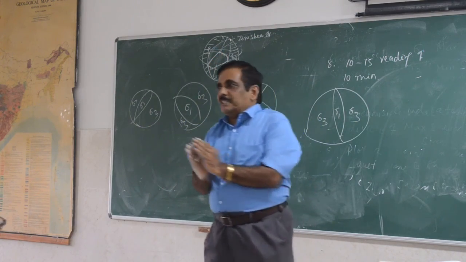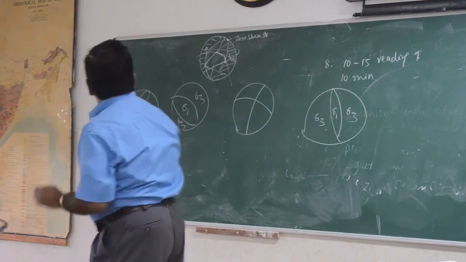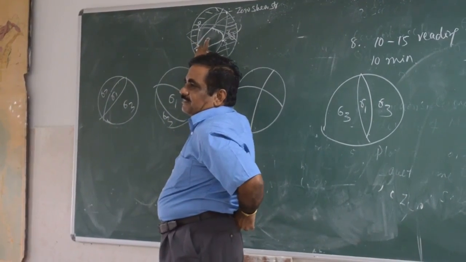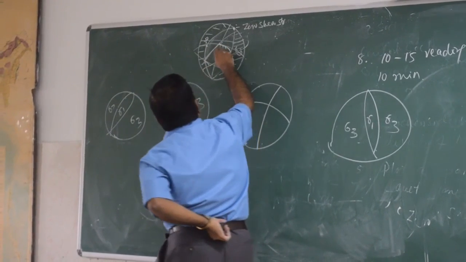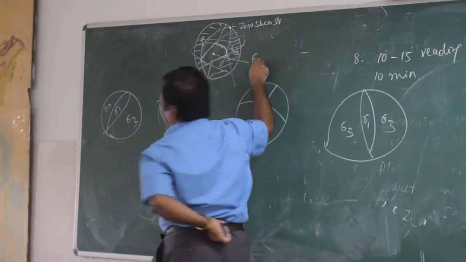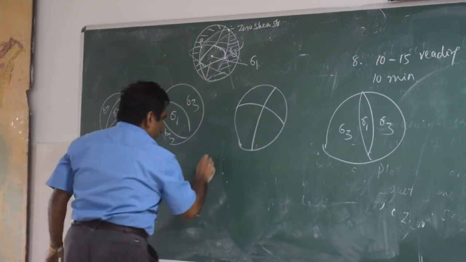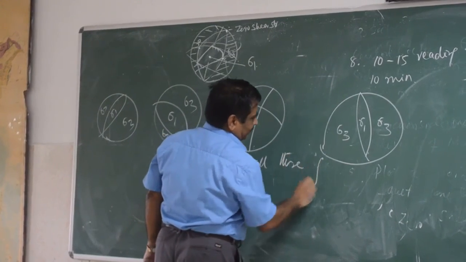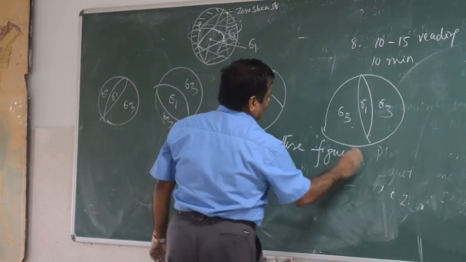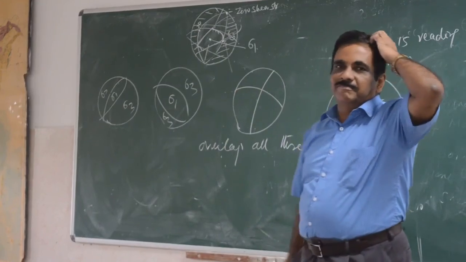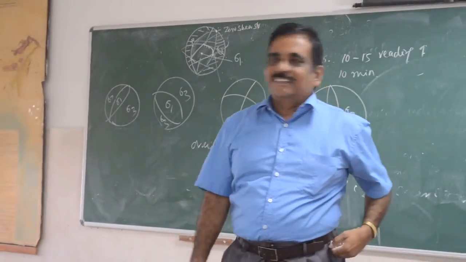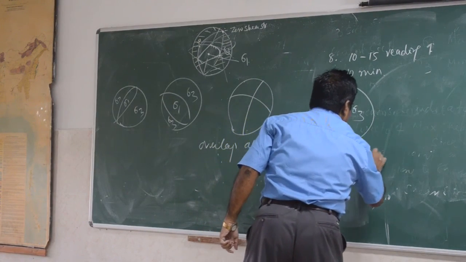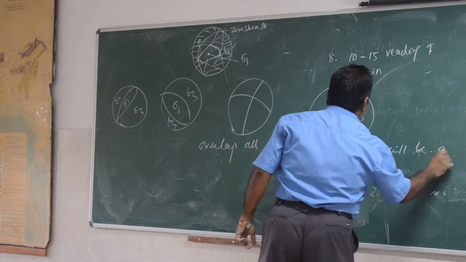But there is no overlap, there is a vacant field, there is a gap. You know, understand what I am telling you. So that vacant field in the center is sigma. So what I am writing, you overlap all these figures. Common area, there will be a common area.